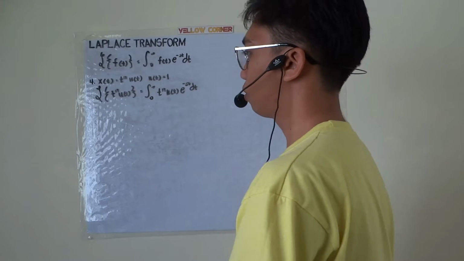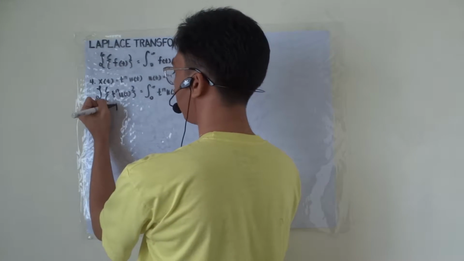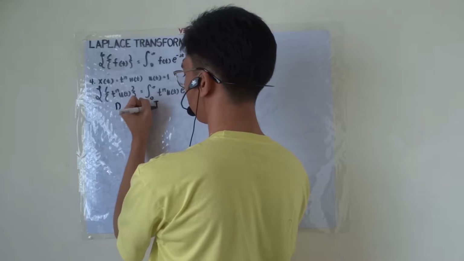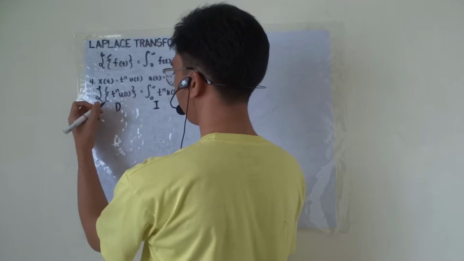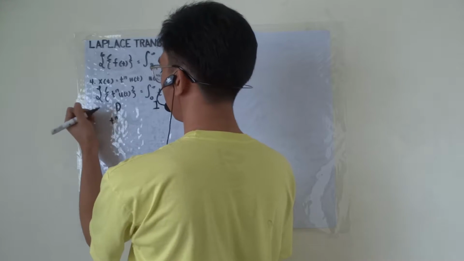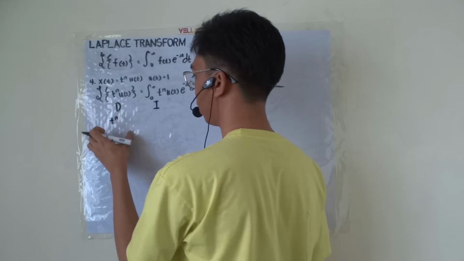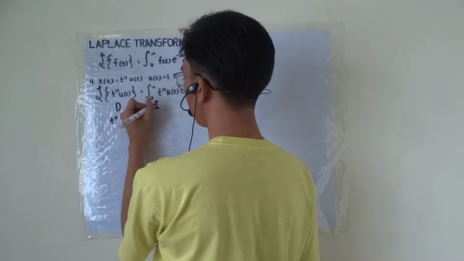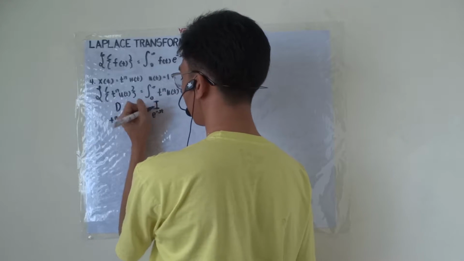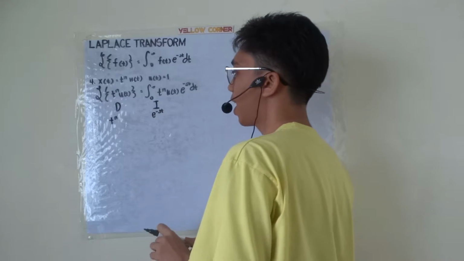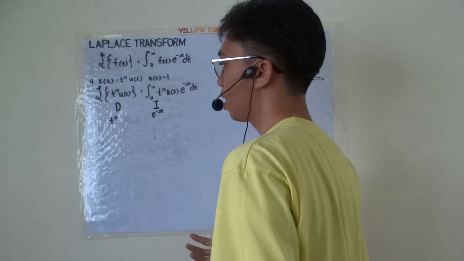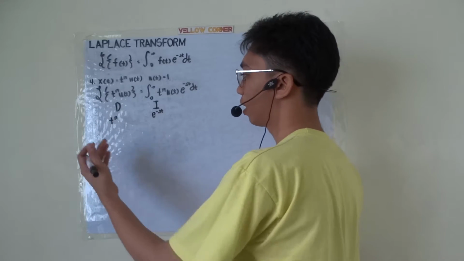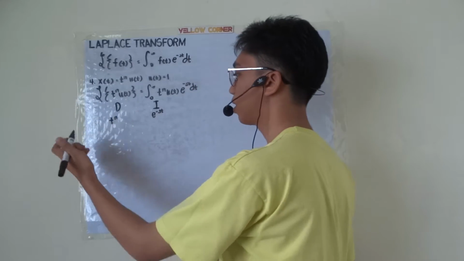This is how it goes. We have a derivative and an integral term. We classify t raised to n as the derivative portion and e raised to negative st as the integral portion. And now we start evaluating the derivatives and the integrals. Let's start here in the derivative section.